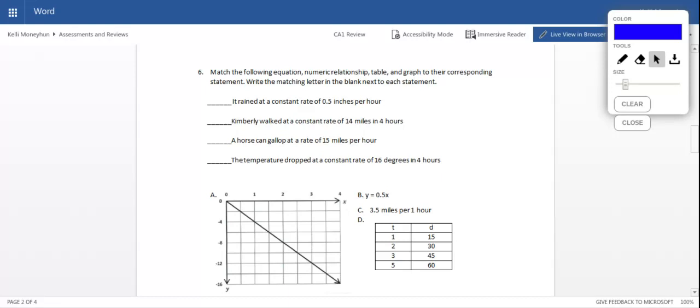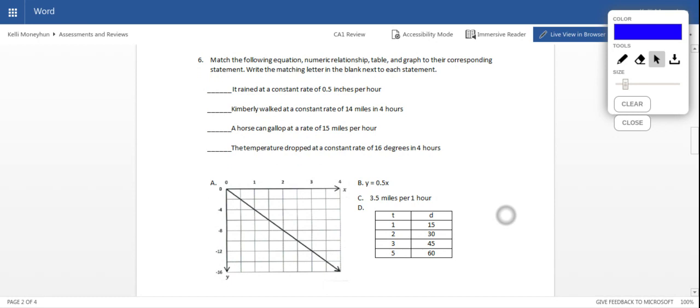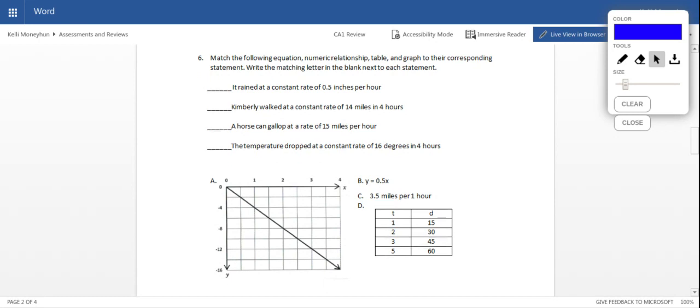All right, this next one, it's asking you to match the equations, the numeric relationship, the table, and the graph to the statement it goes with. Okay, so I'm going to do one with you, and then you're going to have to do the rest by yourself. Okay, so for example, let's look at this one.